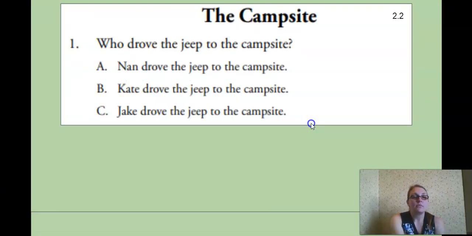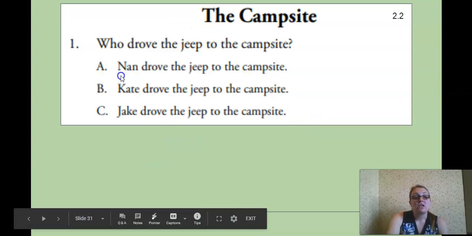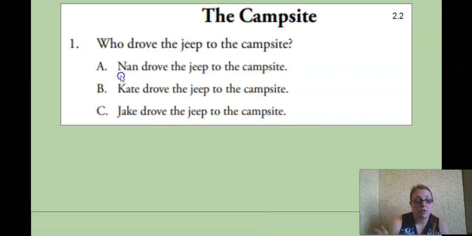Okay, question number 1 that we'll do together. Who drove the Jeep to the campsite? Remember, when you're answering these questions, read all of the choices they give you, whether there's 3 or more. Read all the choices, and then if you have to, look back on the story to remind you. Who drove the Jeep to the campsite?